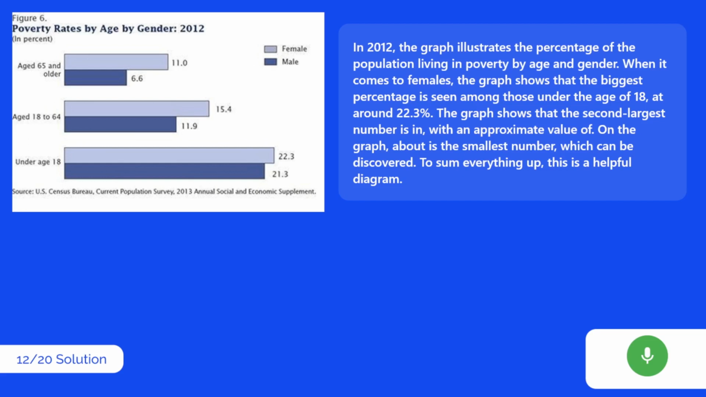On the graph, about is the smallest number, which can be discovered. To sum everything up, this is a helpful diagram.